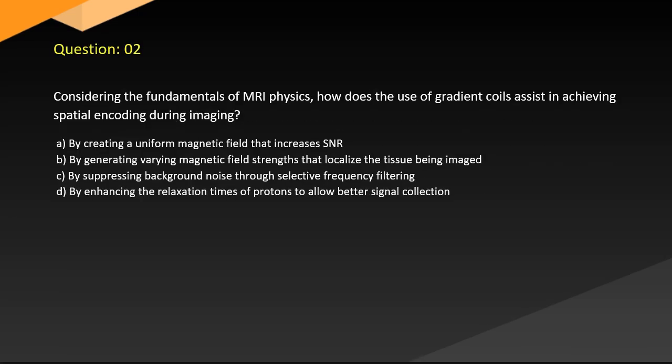Question 2. Considering the fundamentals of MRI physics, how does the use of gradient coils assist in achieving spatial encoding during imaging? A. By creating a uniform magnetic field that increases SNR. B. By generating varying magnetic field strengths that localize the tissue being imaged. C. By suppressing background noise through selective frequency filtering. D. By enhancing the relaxation times of protons to allow better signal collection.